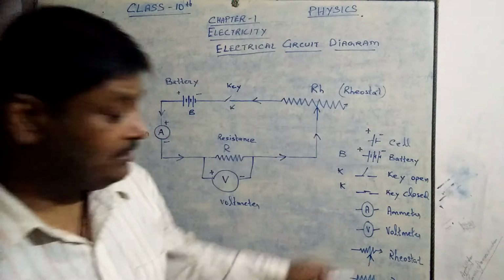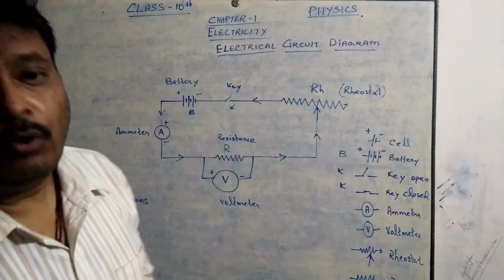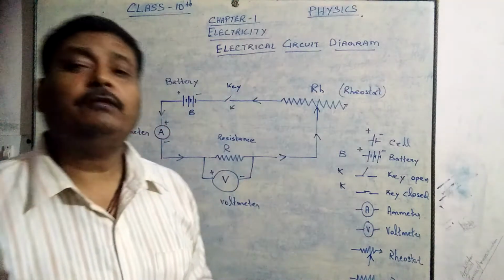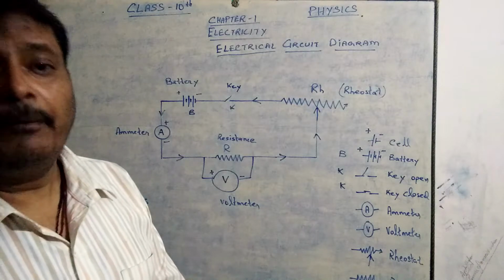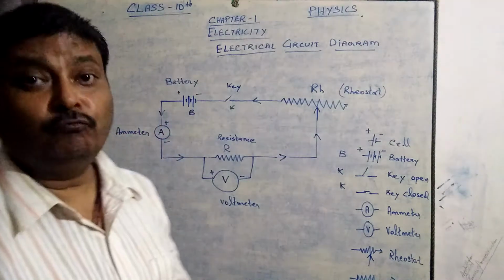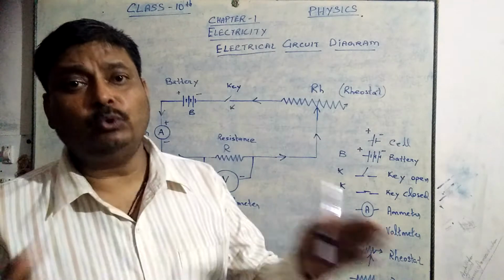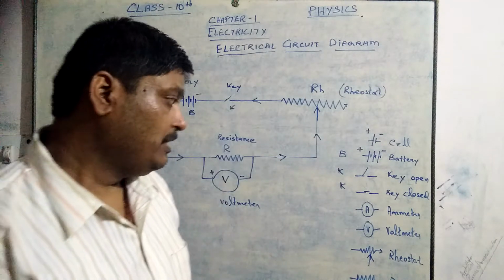Next is the voltmeter. Here you can see the voltmeter is denoted by capital V. What is the function of the voltmeter? The function of the voltmeter is to measure the potential difference, that is the voltage, across the two ends in the circuit.